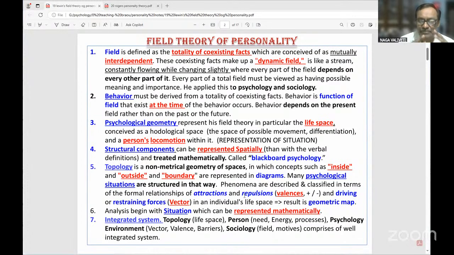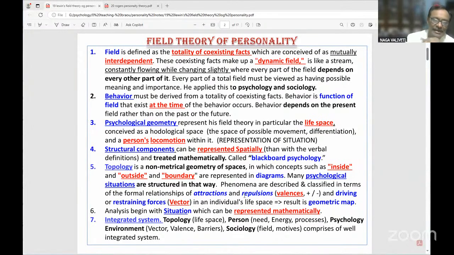So Lewin applied this concept of field to psychology and said that since the field is changing, you are also supposed to change. Your structures keep changing, merging or disappearing. Structural elements, this is his contribution.